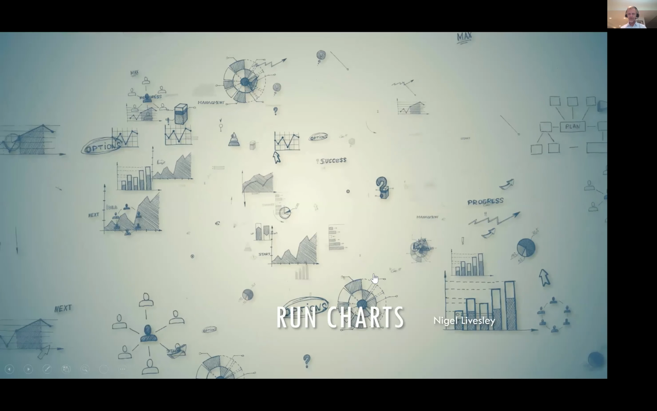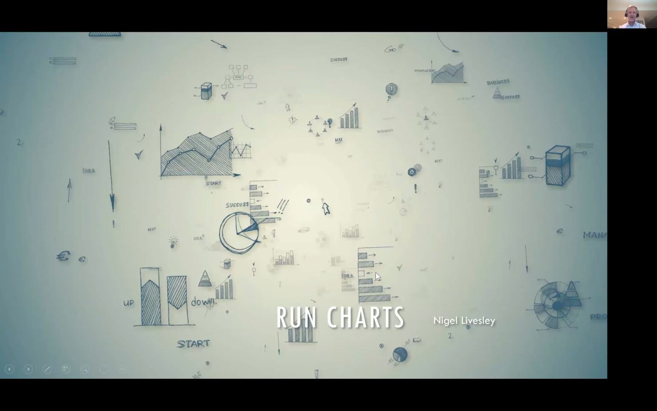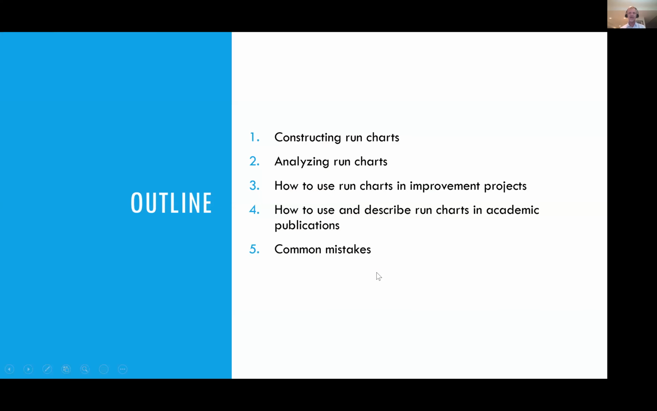Okay, great. So I'm going to be talking about run charts today, and I'm going to go over 5 topics. First of all, we're going to talk about how to construct run charts. I think probably most people on the call have done this before, so I'm going to go over this fairly quickly. And then I'm going to spend more time talking about how to analyze run charts.